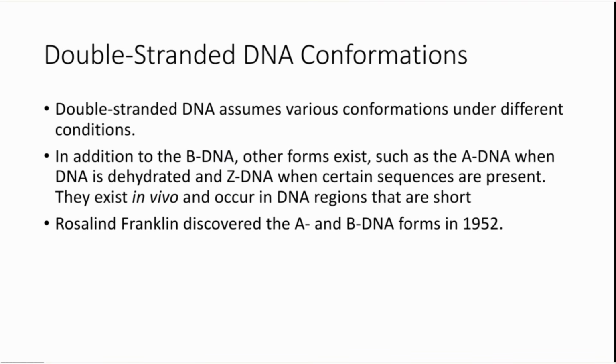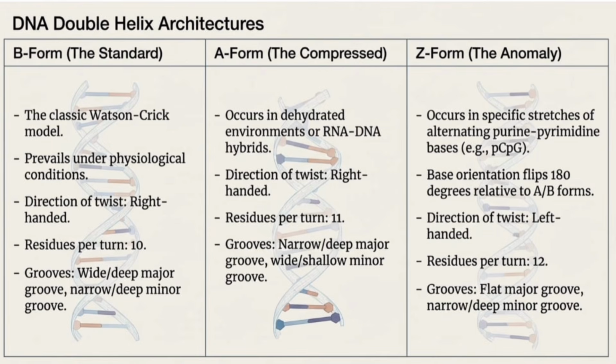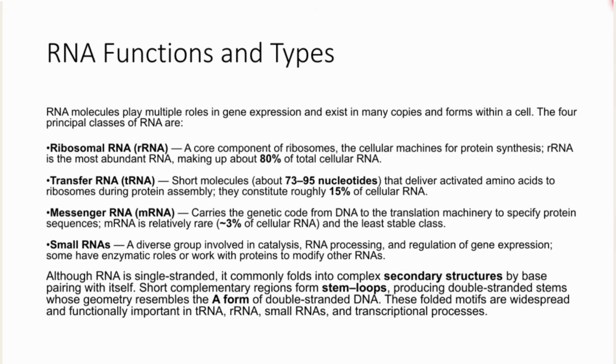So these are the differences between the various forms of DNA. The B form is right-handed, and it has 10 residues per turn, and this is the classic Watson-Crick model. The A form occurs in dehydrated environments or RNA-DNA hybrids. It's a right-handed helix and has 11 residues per turn. The Z form is left-handed and has 12 residues per turn.